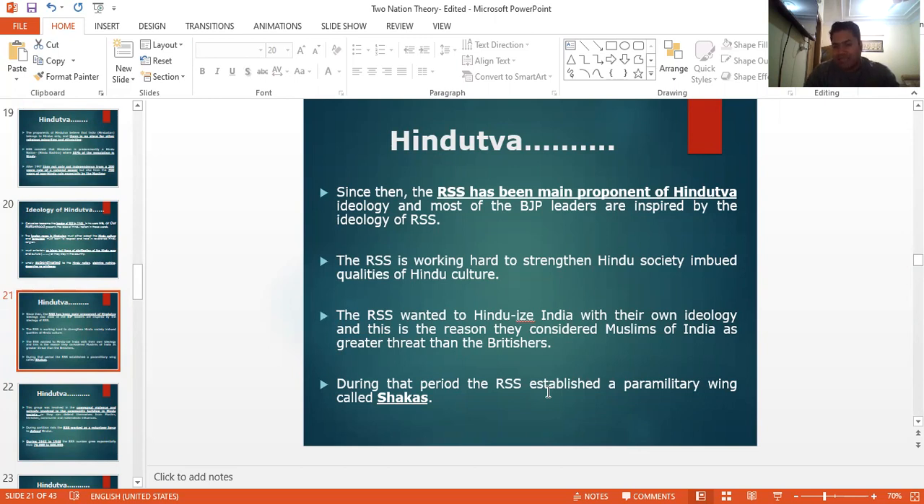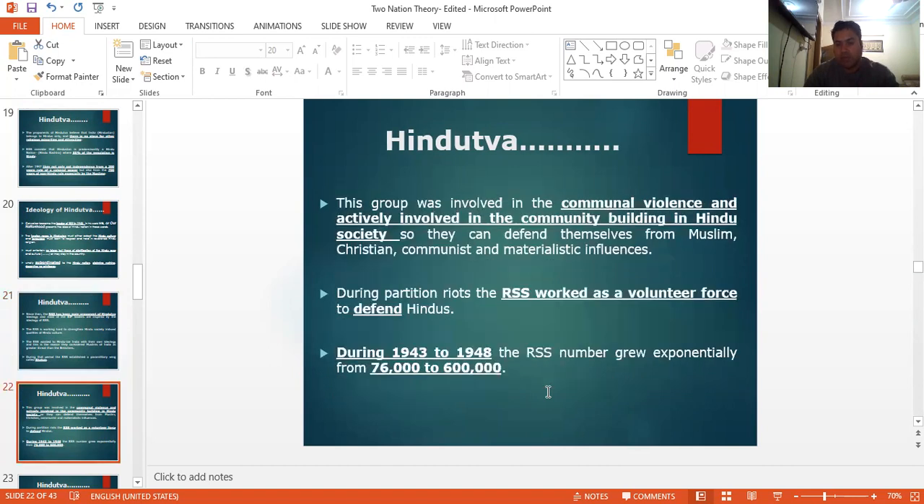The RSS wanted to Hinduize India, in which they have been successful right now, and they are trying to control things. They won elections twice in India, and slowly and gradually they are improving themselves. Initially, in the initial period, the RSS established a paramilitary wing called Shakas, and at that time their strength was small, but now it has become a very huge paramilitary force. We'll discuss it in the coming slides.